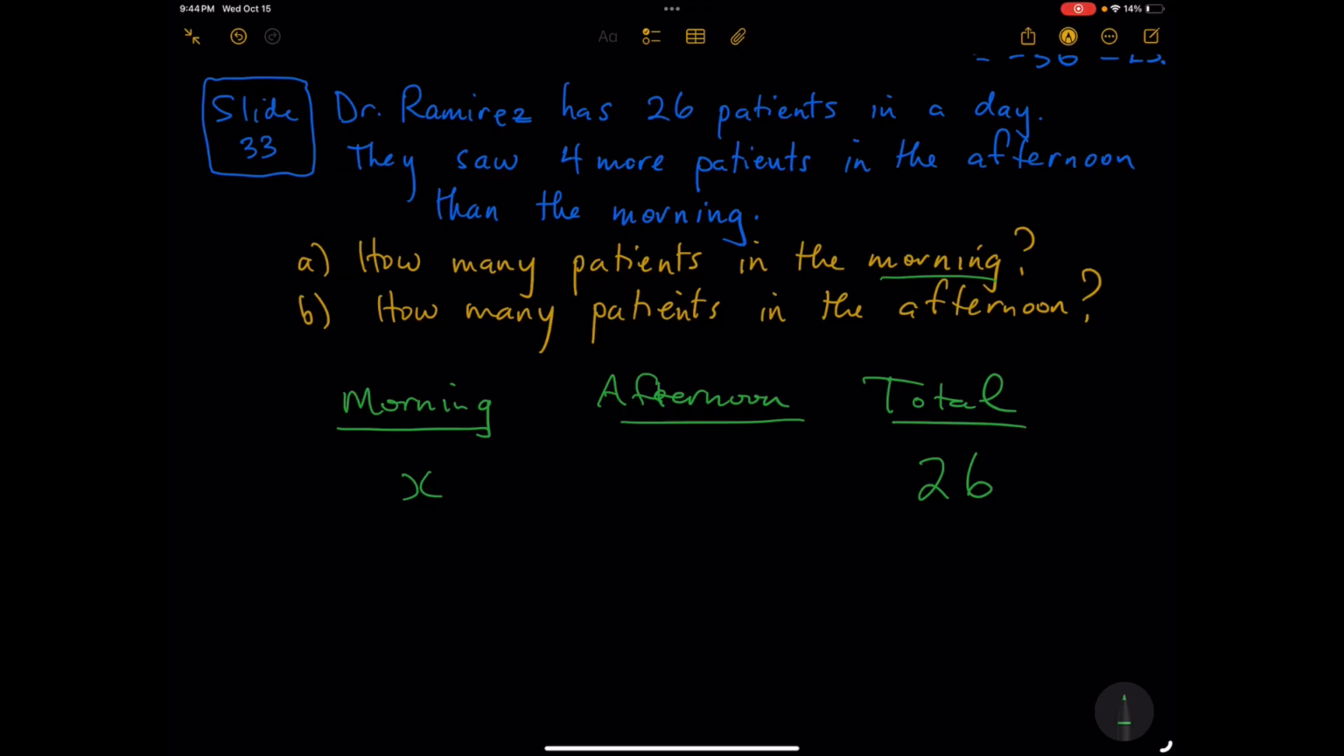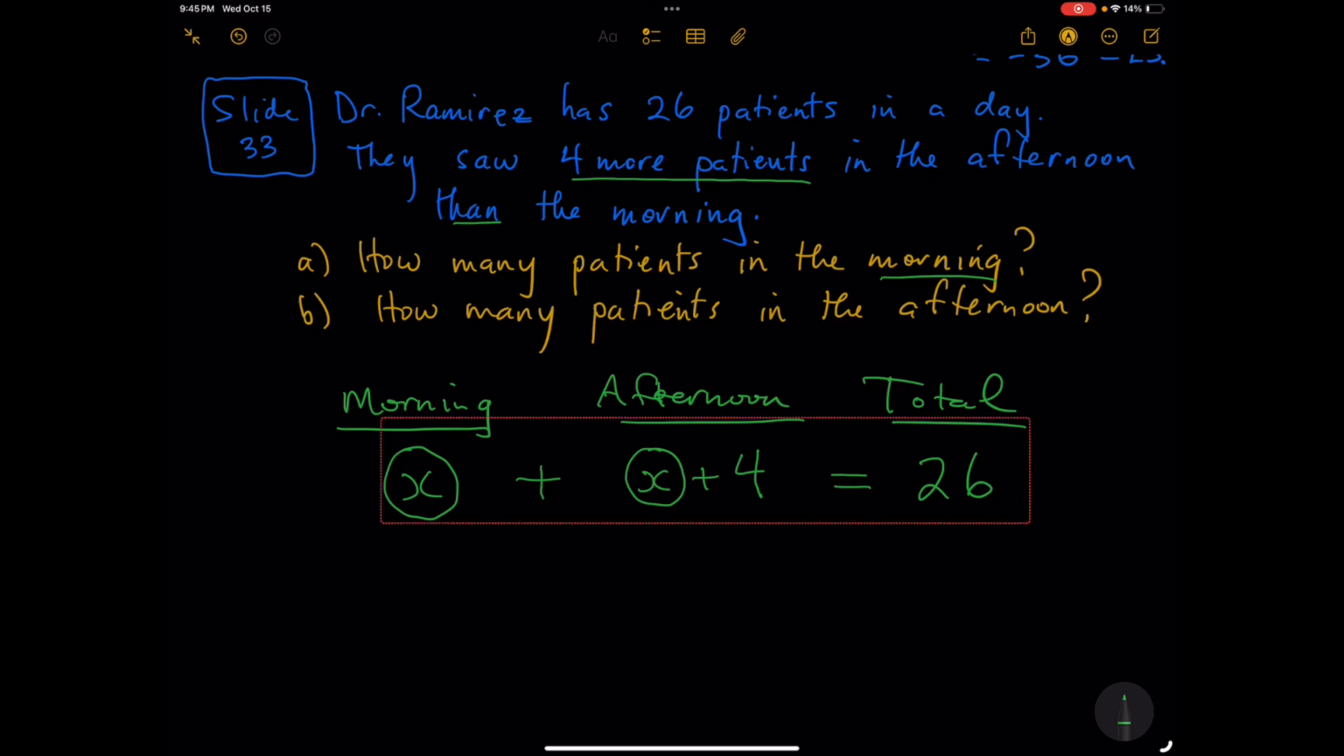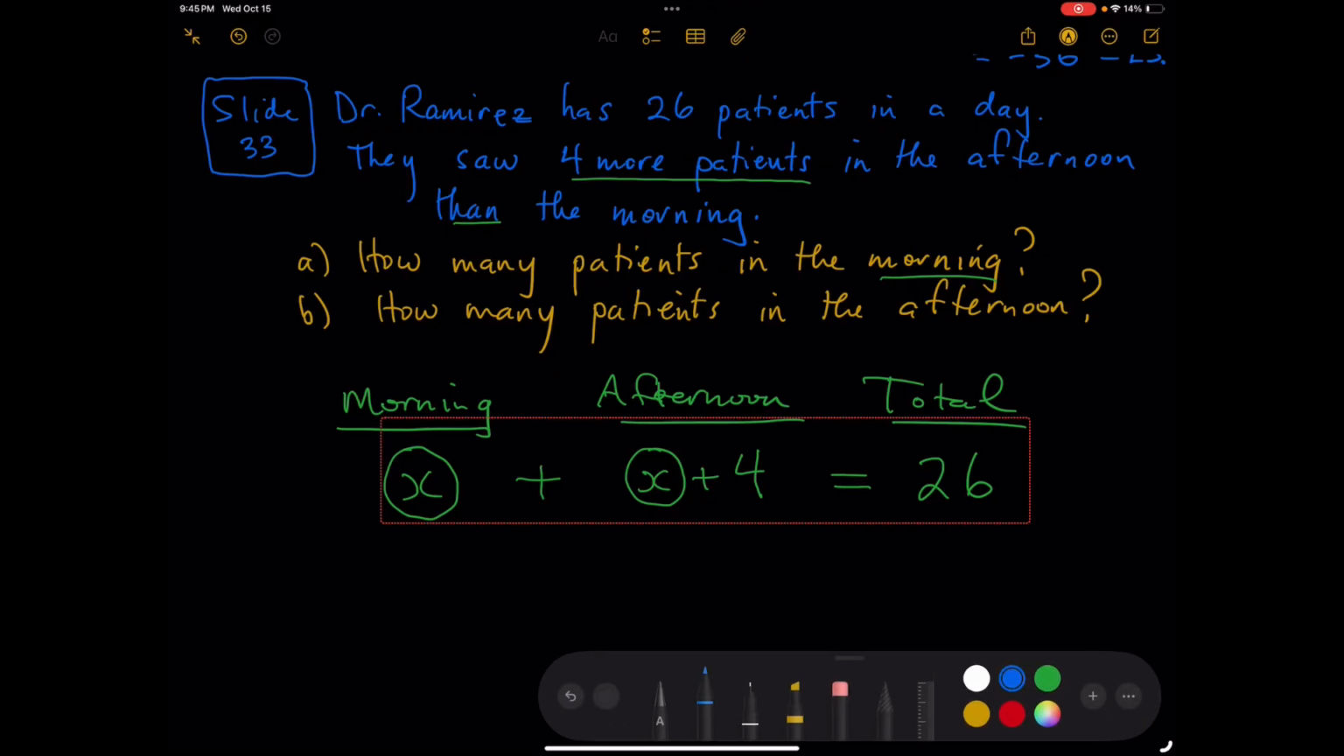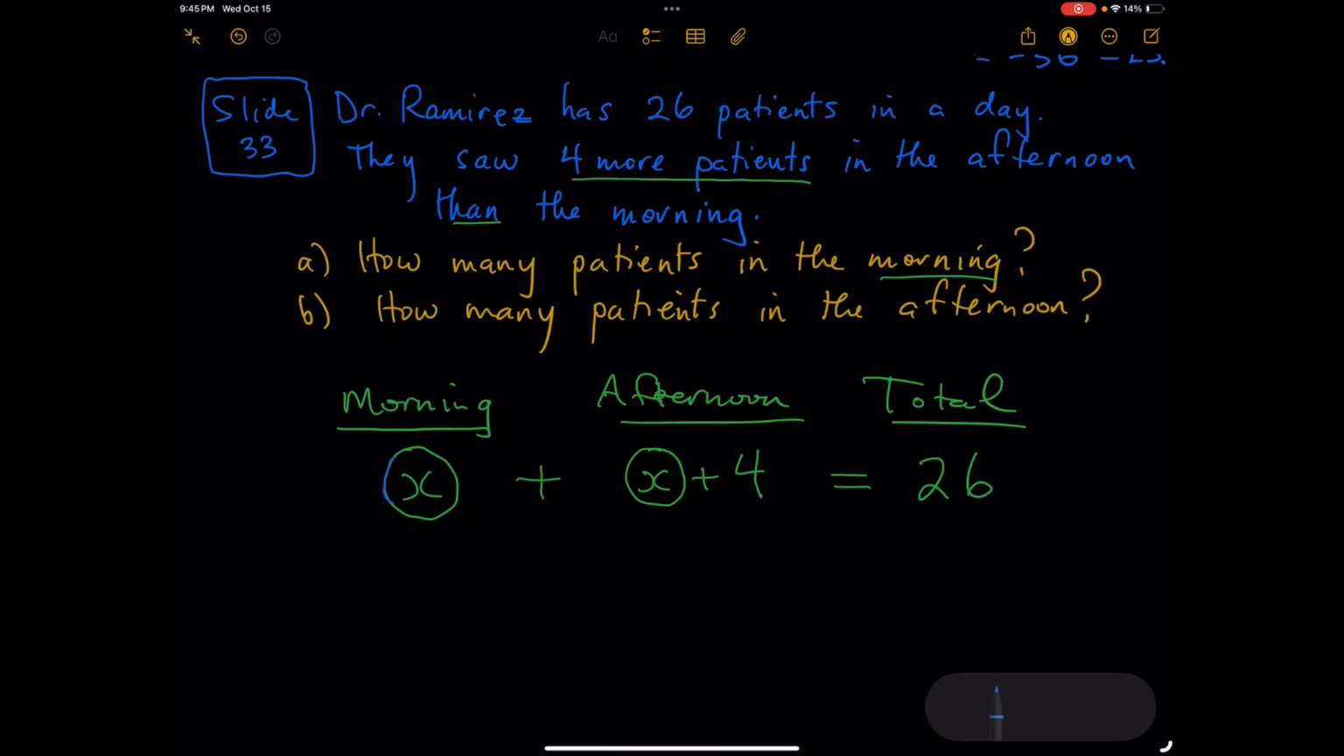And it says in the question, they saw 4 more patients in the afternoon than the morning. So the afternoon is 4 more than the morning. So if the morning is X, the afternoon is X plus 4. And we know the total is 26. So we can put a plus sign here and an equals here, because we're going to put the morning plus the afternoon together, and that's going to give us a total of 26. And now I'm going to collect like terms. So X plus X is 2X plus 4 equals 26.